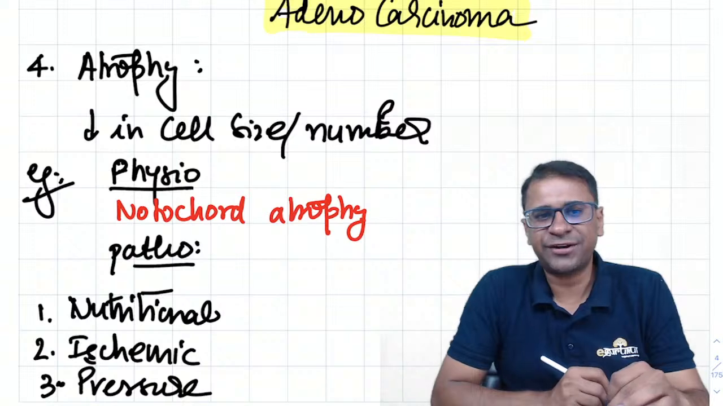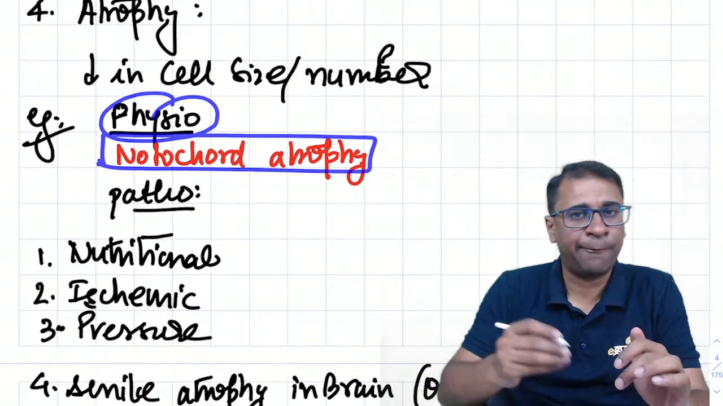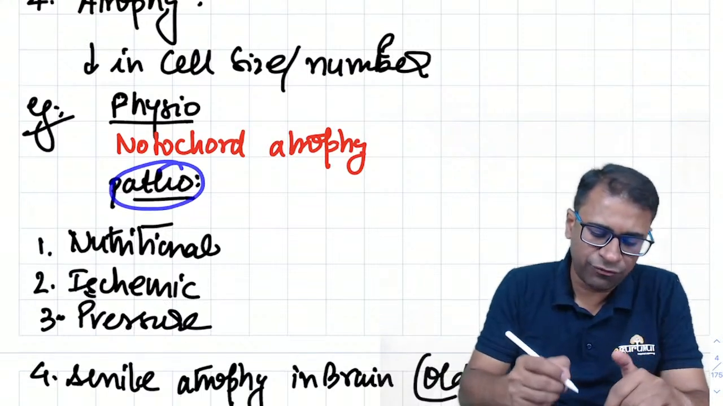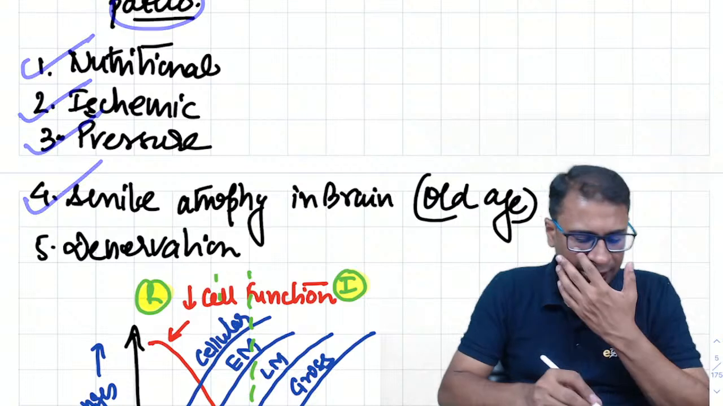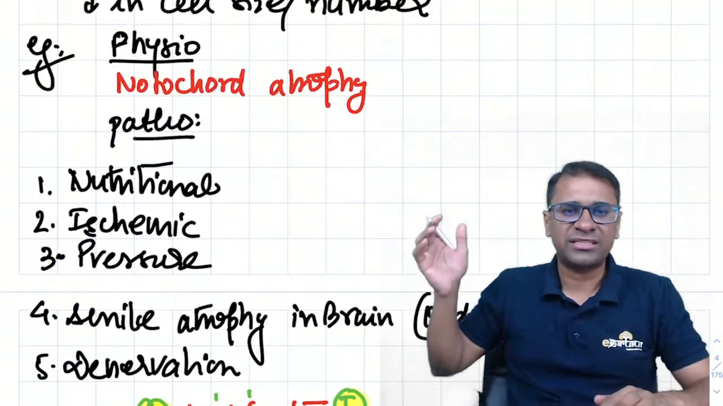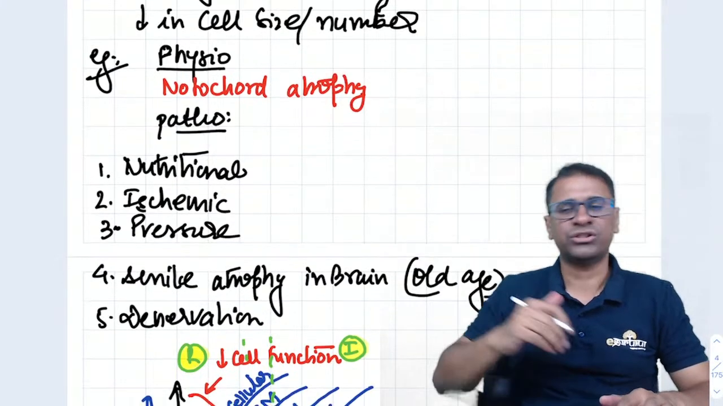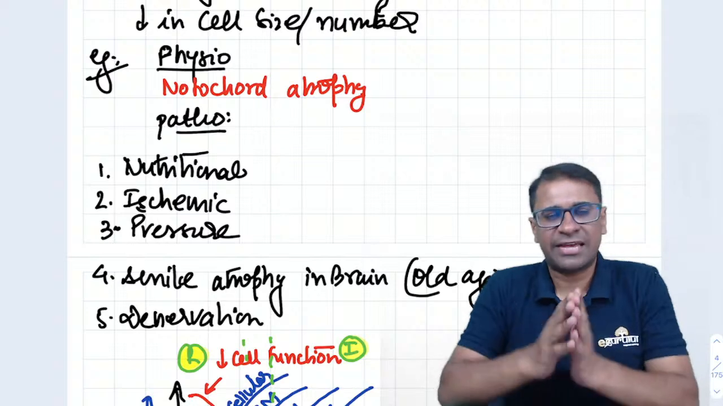The fourth one is atrophy, which can be physiological, like notochord atrophy during embryogenesis, and pathological atrophy can be nutritional, ischemic, pressure, senile atrophy in the brain, and can also be seen in denervation. These are the examples of physiological and pathological atrophy. This is all about cellular adaptation.